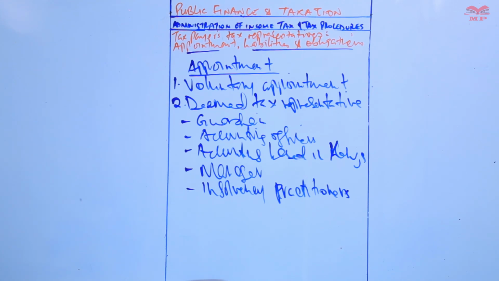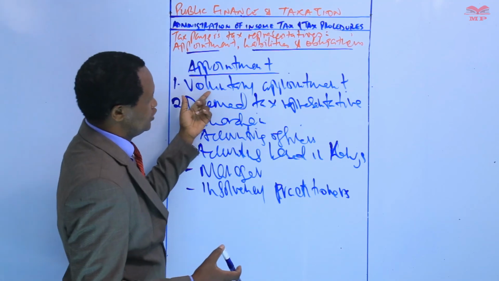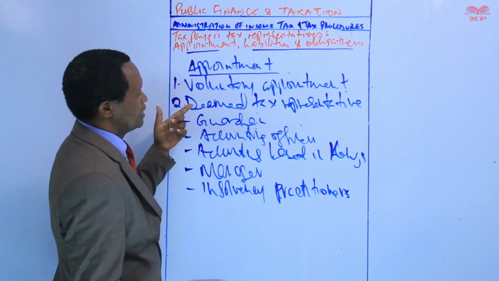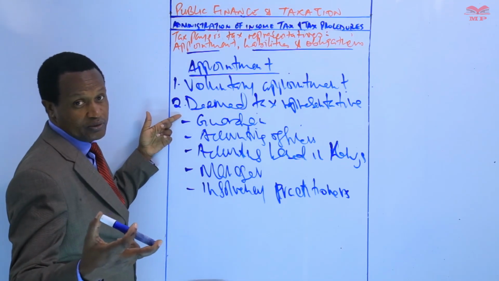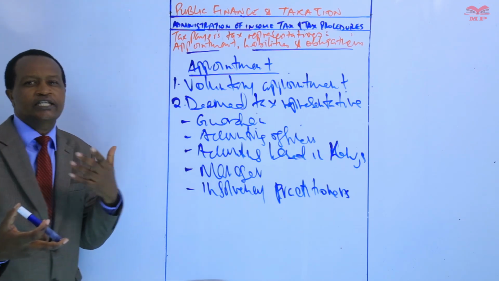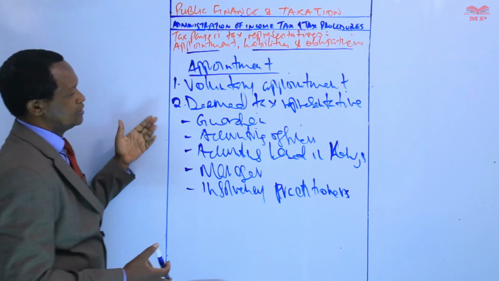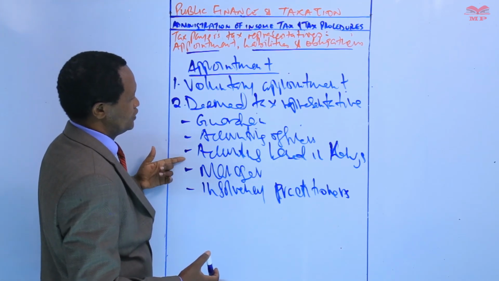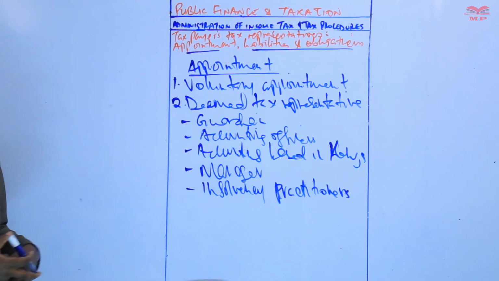You understand? So we have voluntary appointment, where the taxpayer can appoint a tax representative. Then you have deemed representatives, who are individuals or entities who act as representatives by virtue of their position or relationship with the taxpayer. We've given examples: guardian, accounting officers based in Kenya, managers, insolvency practitioners, and so on.